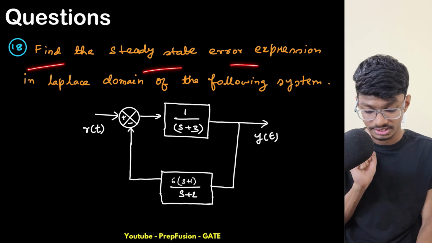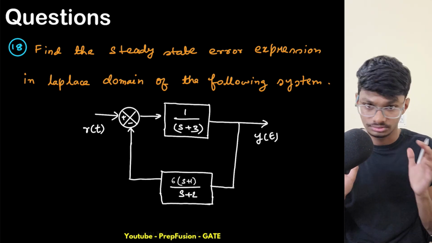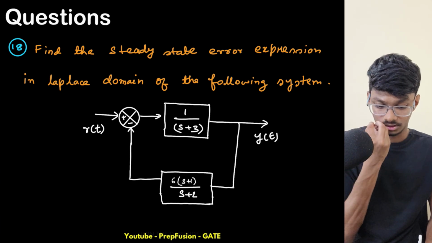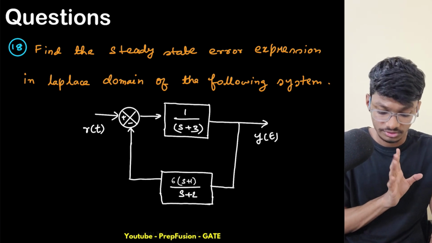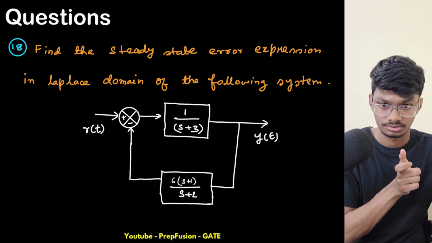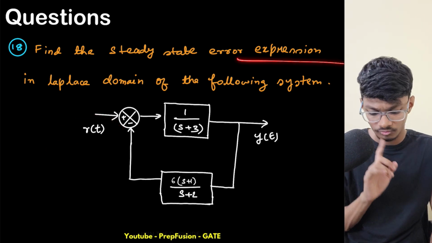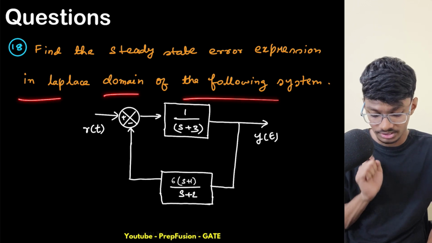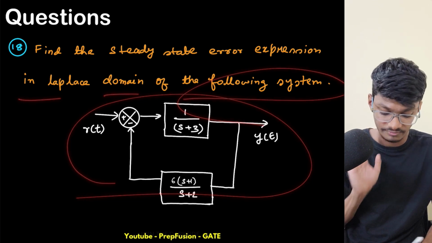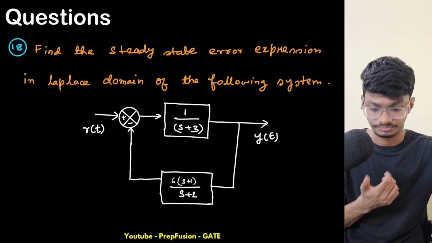So first we have to find the steady state error expression. They have not asked to find the steady state error. They just want to find the steady state error expression. Why? Because they haven't given us any input. For any general input, we have to find the expression in Laplace domain of the following system. So the system is given, and we have to find the steady state error expression.